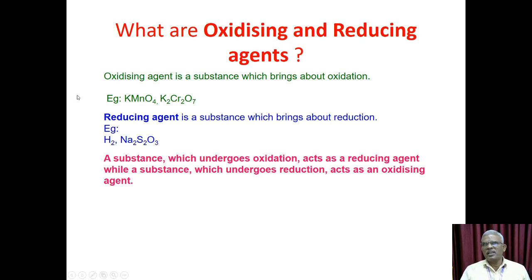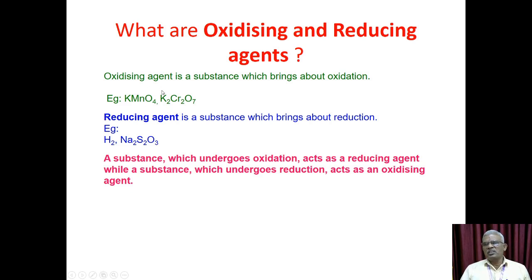In that redox reaction, this is your potassium permanganate. Here manganese is in the +7 state, because potassium is an electropositive element and oxygen is an electronegative element. Here +1, and 4 oxygens, so 4 into -2 is -8. Let us say the oxidation state of manganese is X. Now what is X here? Because this is a neutral compound, the total should be equal to 0, so the oxidation state of your manganese is +7.